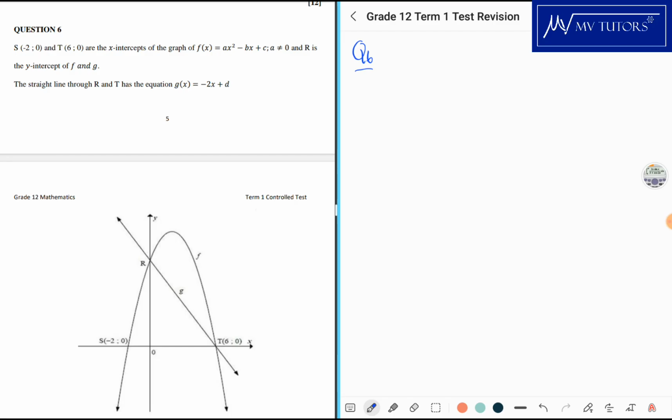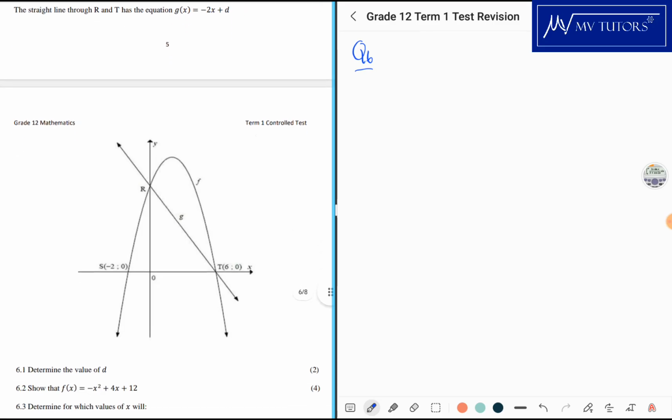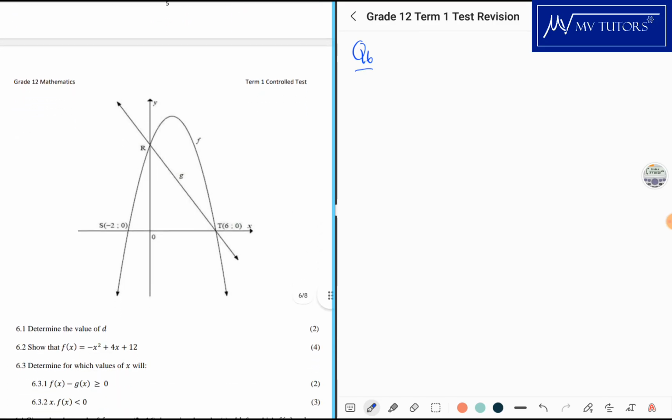G is your straight line function or your linear function. Now the straight line through R and T has the equation minus 2x plus D. So they have given us the equation halfway through. We don't know what D is. And then the first question, of course, would be what is the value of D? And it's only 2 marks.